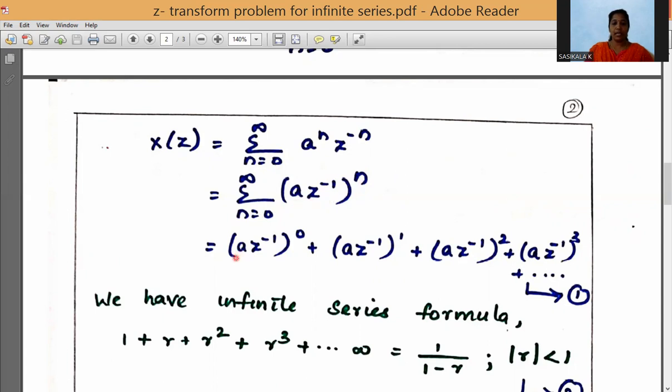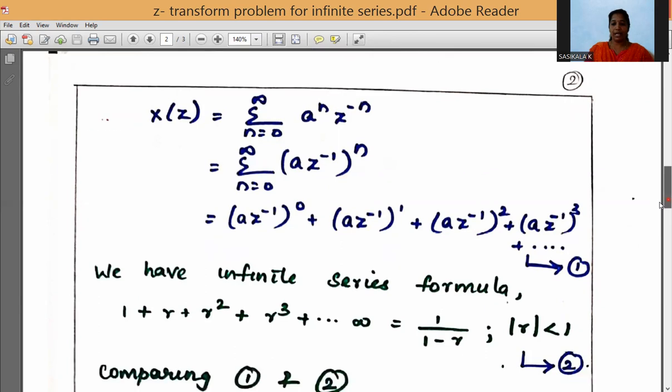So first is (a z inverse) the whole power 0. So substitute n is equal to 0. Since you are having summation, put an addition symbol, and (a z inverse) the whole power 1, plus (a z inverse) the whole square, plus (a z inverse) the whole cube, plus it goes till n is equal to infinity.